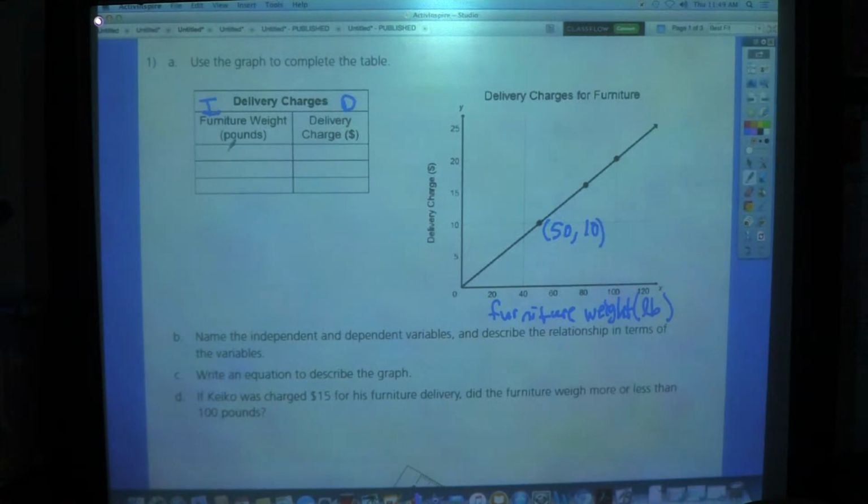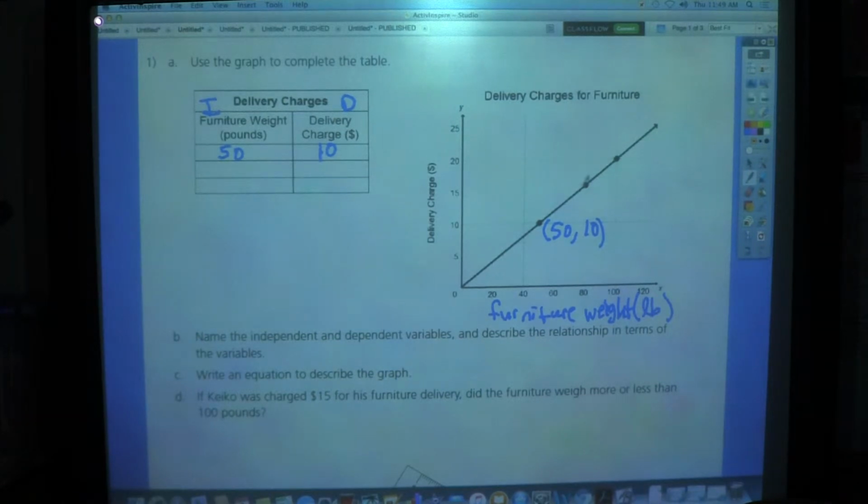And I'm going to go ahead and plot that in here. So our furniture weight in pounds in this instance is 50. And so the delivery charge in dollars is going to be $10. And since our units of measure are listed with the headings here, I don't have to try to cram that in. Now let's look at this one.